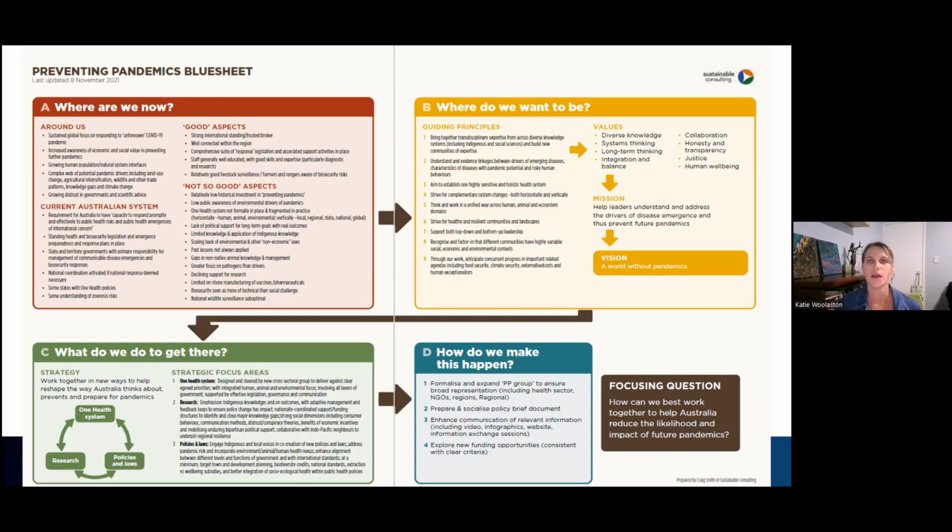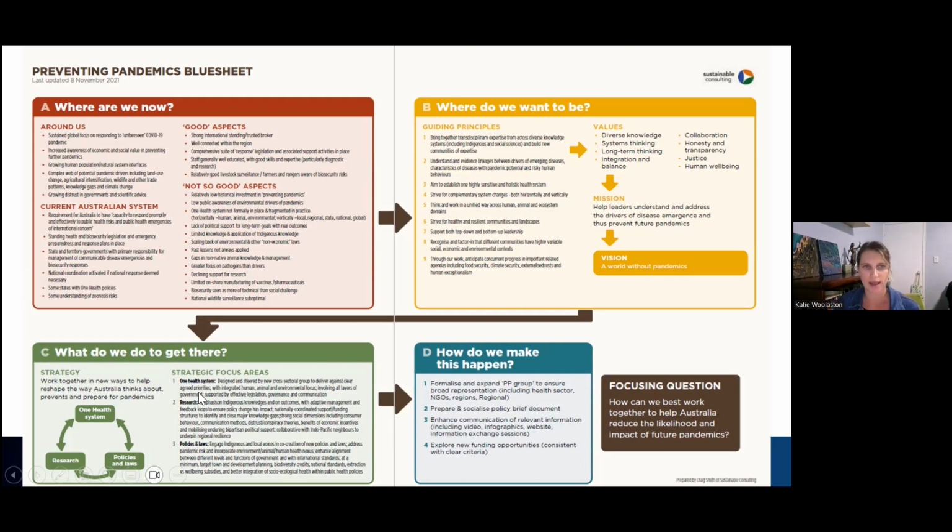And from there, we came up with some ideas about where we thought the One Health system or Australia's One Health framework should be. Where do we want it to be? Again, pulling together all of the different things from our own disciplines. And we came up with a set of guiding principles around how we wanted to move forward with a One Health framework. Included some values and a mission and a vision to help government focus on One Health frameworks moving forward.